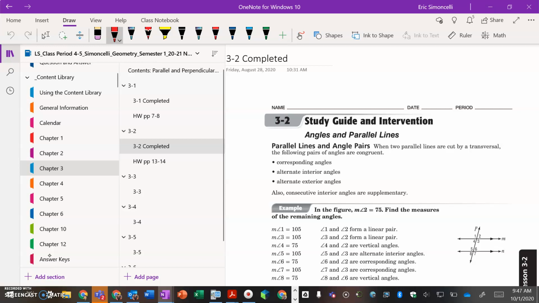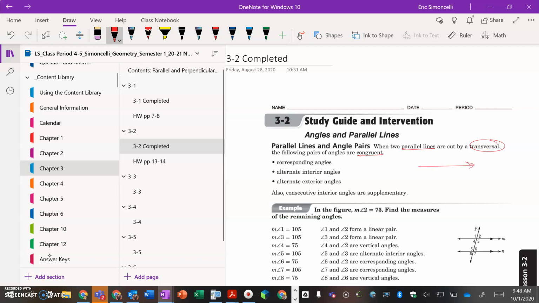When two parallel lines are cut by a transversal, the following pairs of angles are congruent. So parallel lines, we have a transversal. Corresponding angles are congruent. Alternate interior angles are congruent. And alternate exterior angles are congruent.